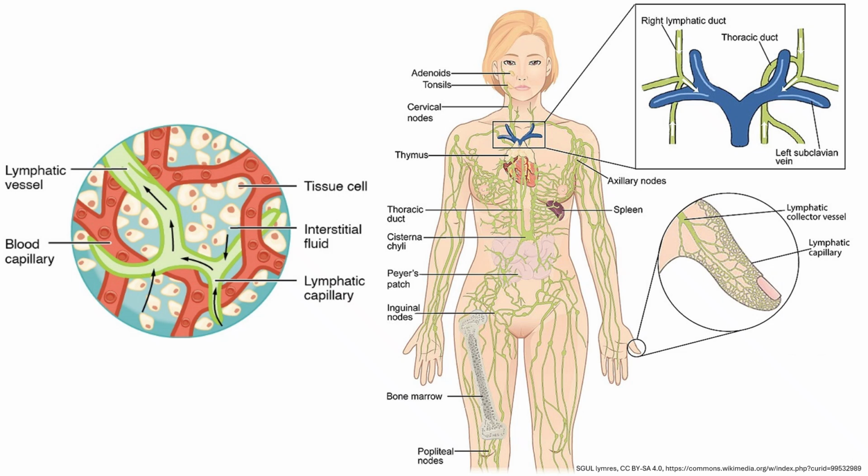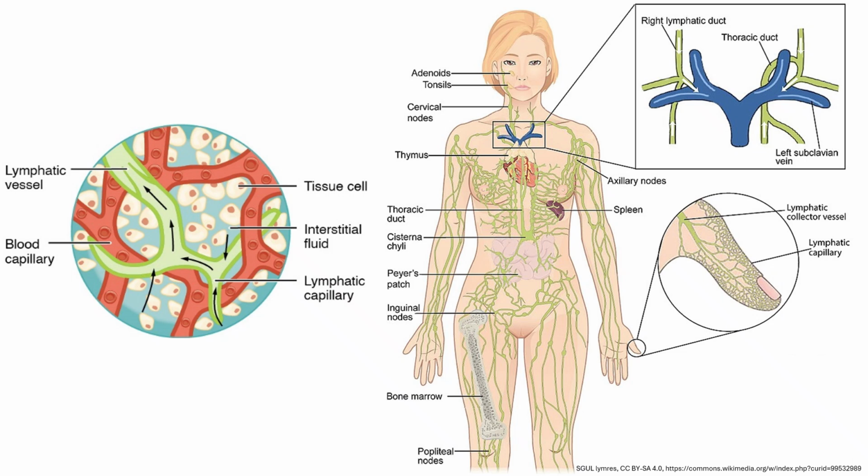Lymph then travels through larger lymphatic vessels. These vessels contain valves, similar to veins, to keep lymph moving in one direction. They carry lymph toward lymph nodes. Lymph nodes filter the lymph. They remove debris, pathogens, and abnormal cells.